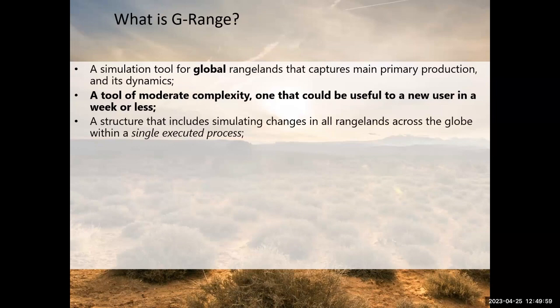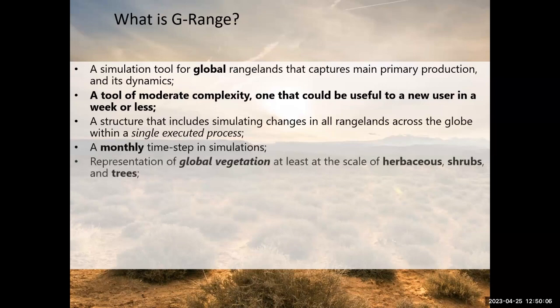Very simple kind of code structure. It runs fast on almost everyone's computer. So it's really quite nice. Again, a monthly time step. It's gridded, but there you'll start to see that they sacrifice a little bit of the detail that Savannah has so that you can get a global perspective.